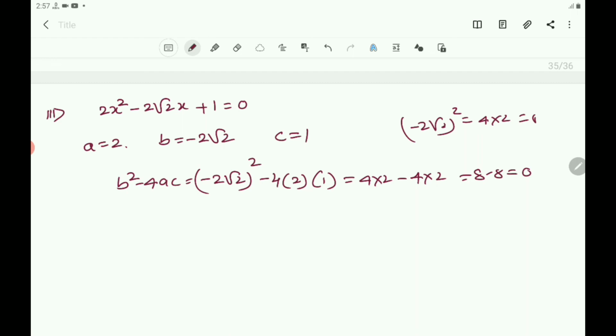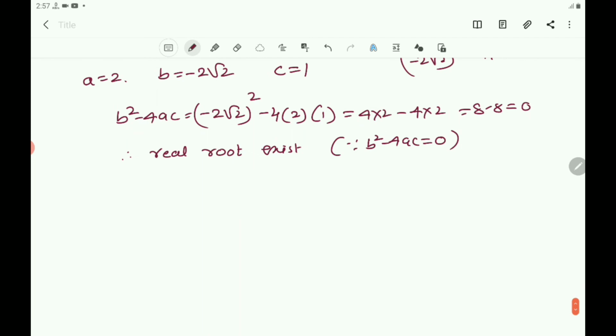Then you can say that real root exists. Real root exists because b square minus 4ac you got 0. If it is greater than 0 or equal to 0, then the real root exists. So here you got b square minus 4ac equals 0, so the real root exists here.